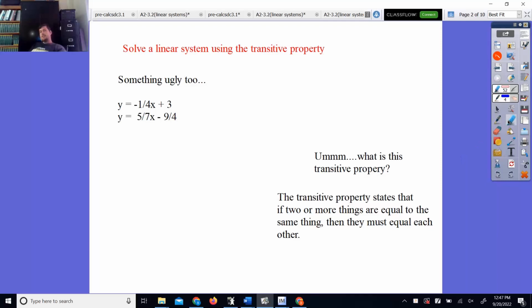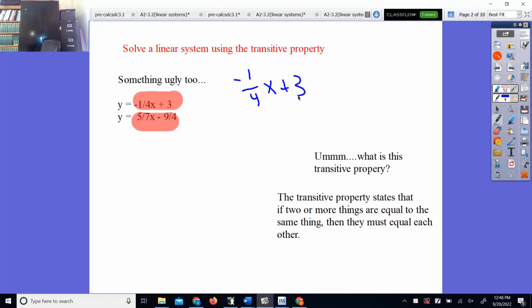Chris, you were asking how to solve something algebraically. I noticed that these two expressions of x, negative a quarter of x plus 3 and 5/7 of x minus 9 quarters, are both equal to what? So they're both equal to the same thing. What must be true of them? That's the transitive property. They must equal each other. Negative 1/4 of x plus 3 must equal 5/7 of x minus 9 quarters.